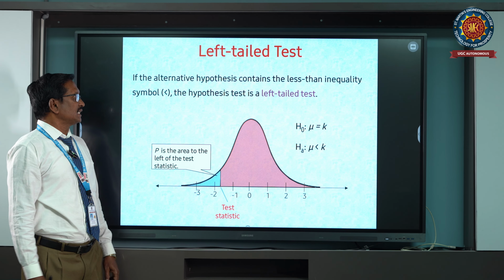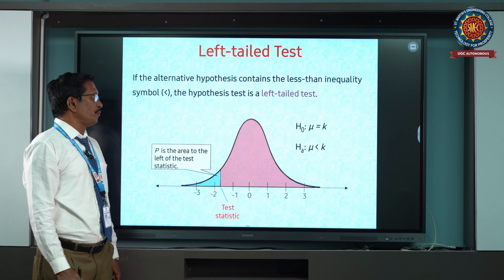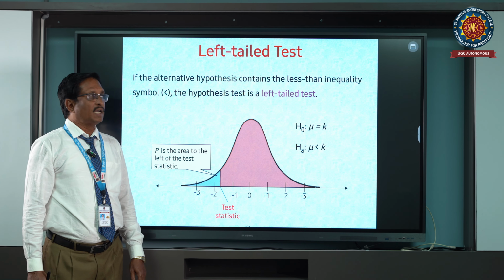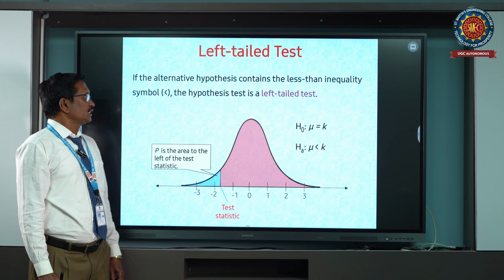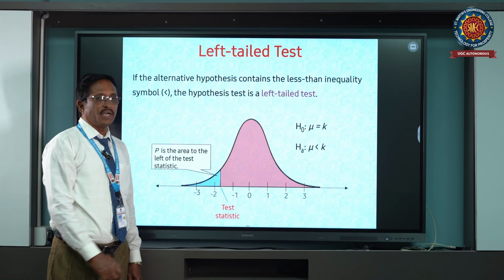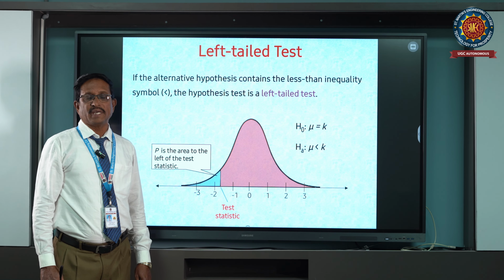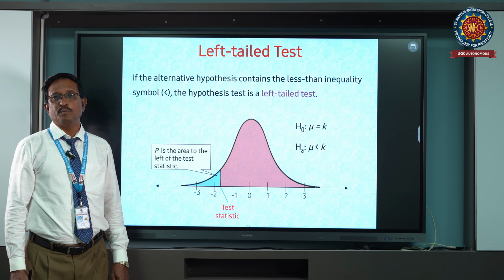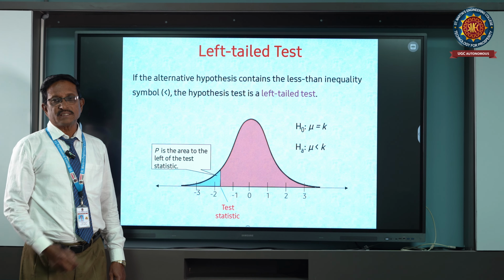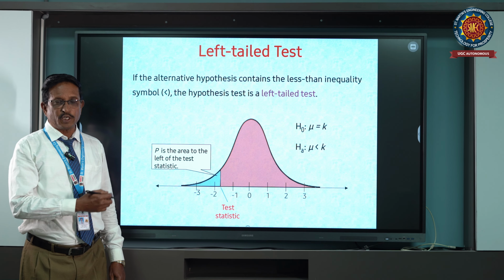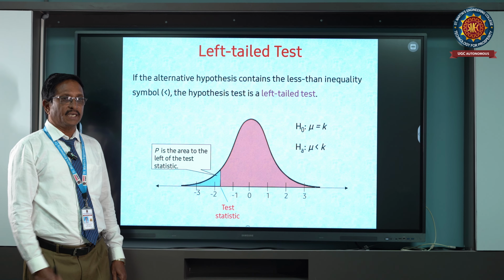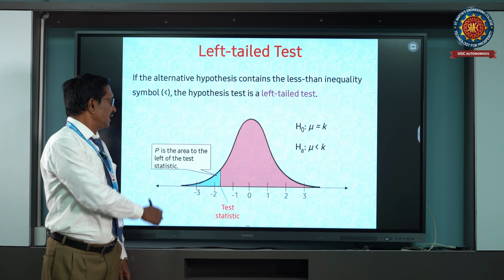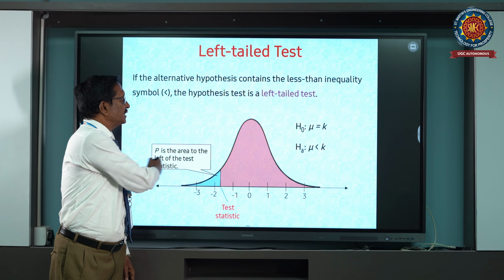Next one, left tail test. In a left tail test, the alternative hypothesis contains the less than inequality. The hypothesis is called a left tail test. So H0: mu is equal to k, H1: mu is less than k. In this normal distribution diagram, the critical value is on the left side. The area is to the left of the test statistic.